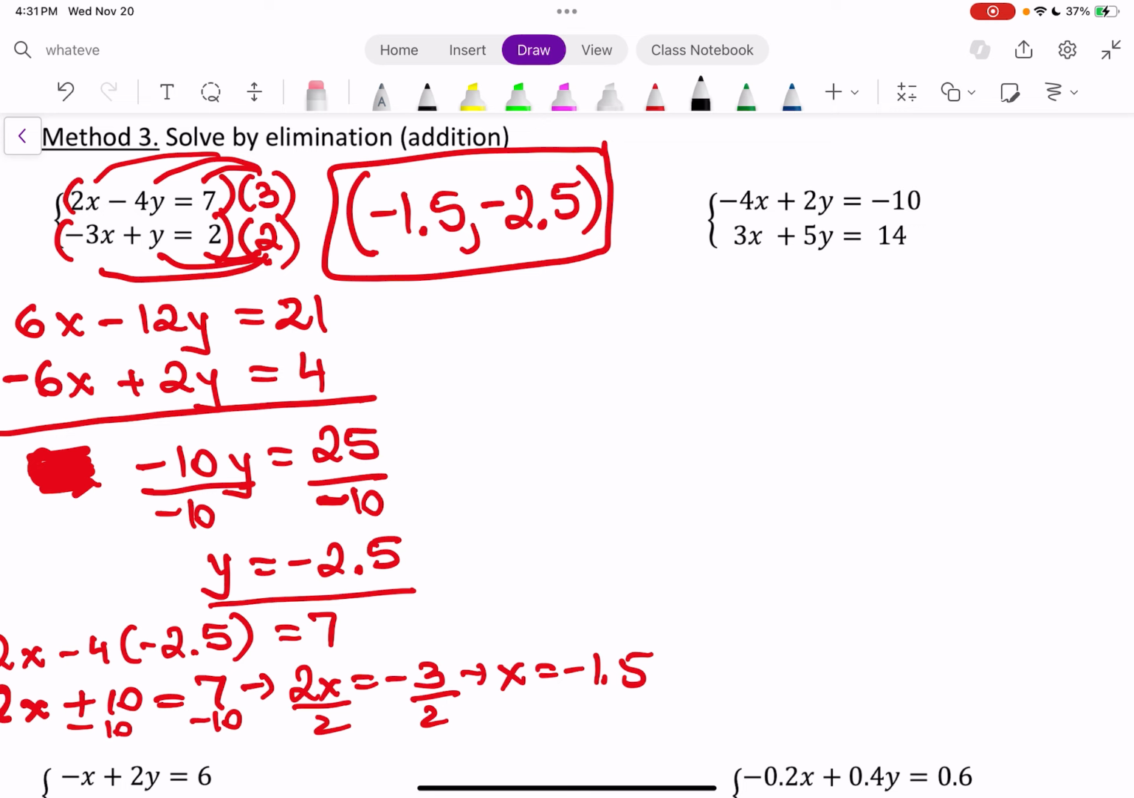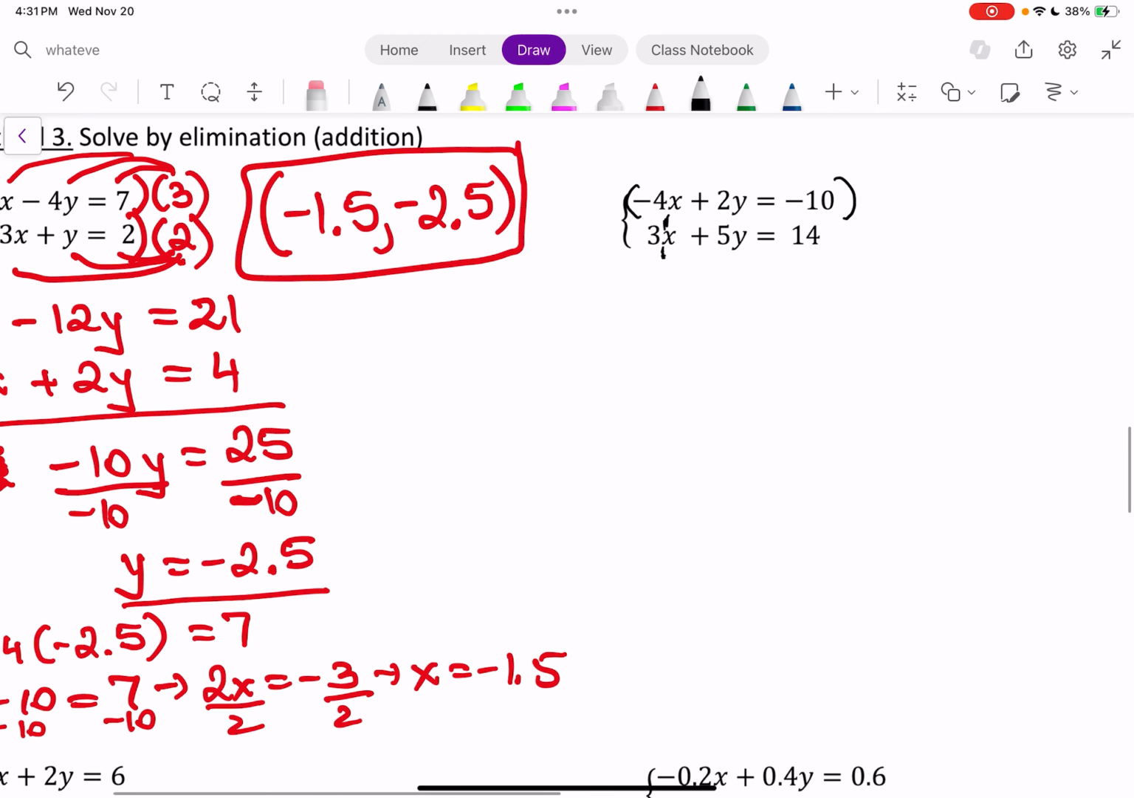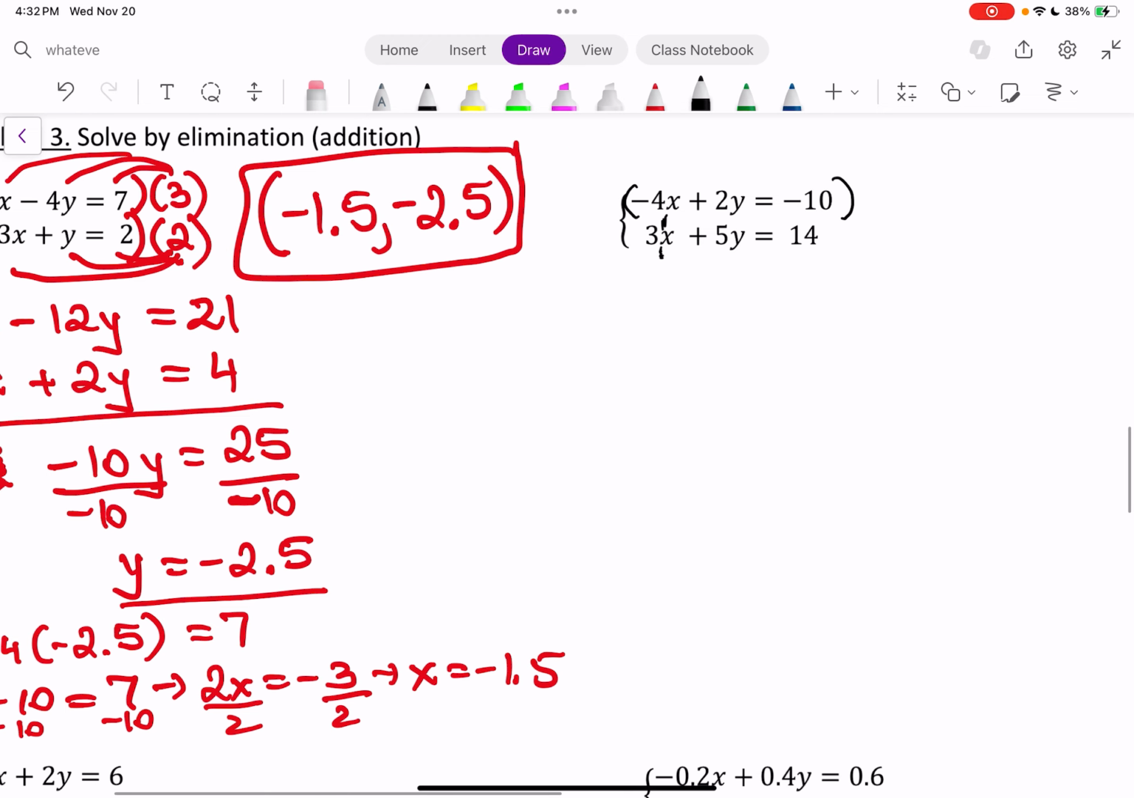Let's try this again. Same thing. Easiest thing to do, look, get rid of the x's. They already have different signs, which is what they need in order to add up to 0. So all I have to do is multiply the first equation by a 3 and the bottom equation by a 4.